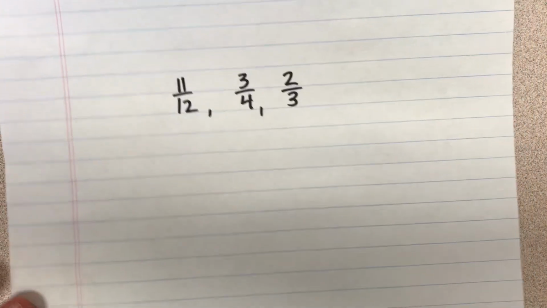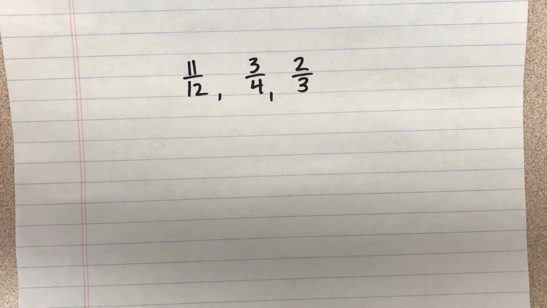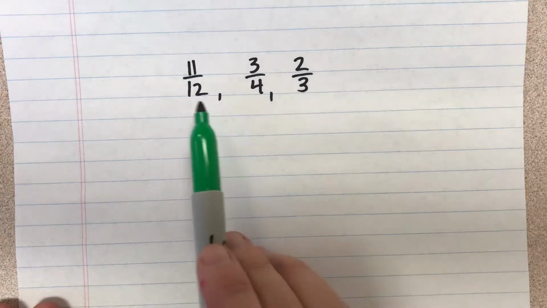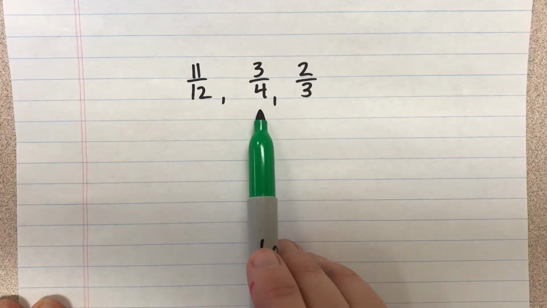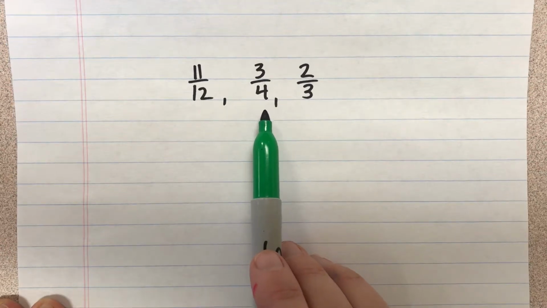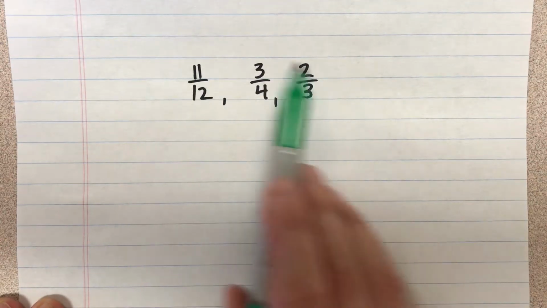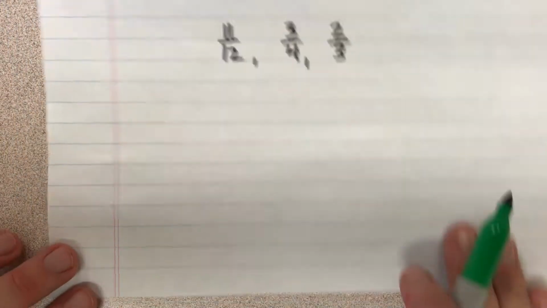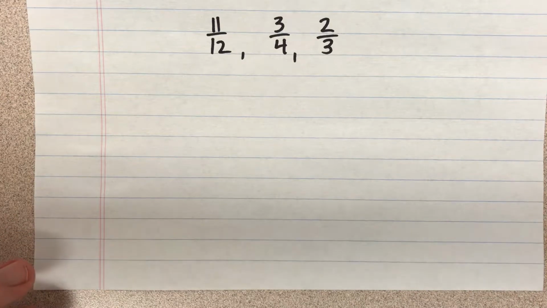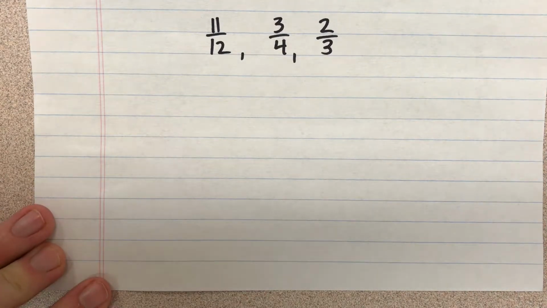In this example, these fractions are actually pretty close, so I wouldn't feel comfortable just ordering them by my eye, because 11/12 is close to whole, but not exactly whole. 3/4 is also close to whole, but not quite there. And 2/3 is the same. So these are all pretty close to being whole, but not quite. So I am going to find a common denominator here and be able to compare them all equally with the same denominator.